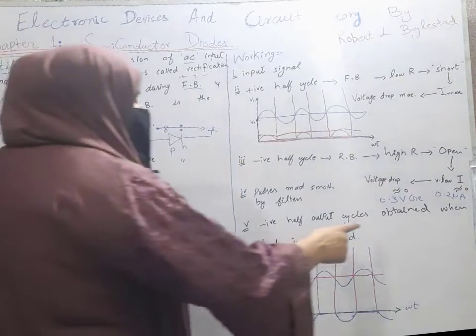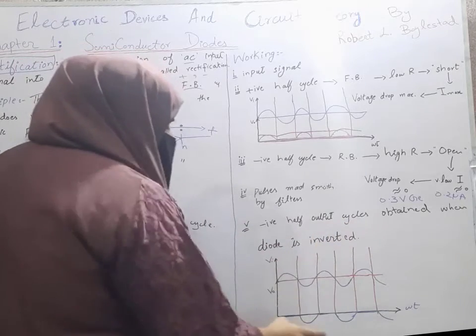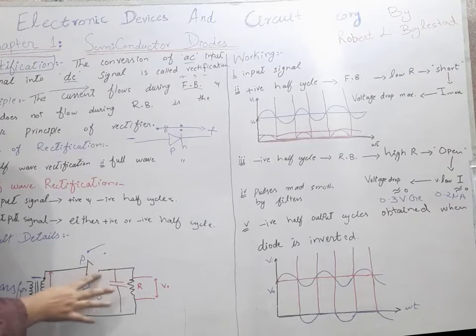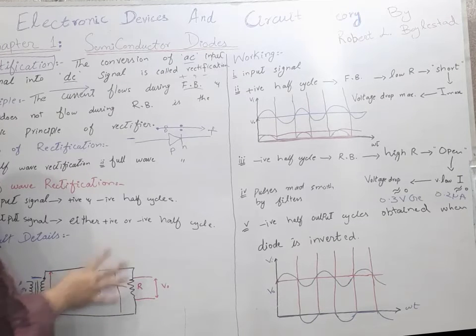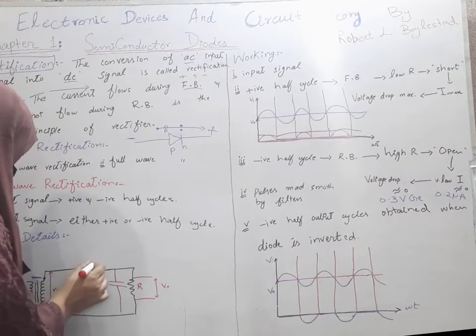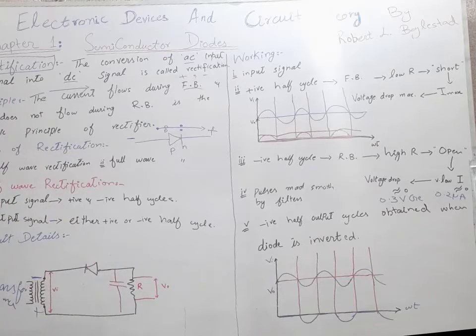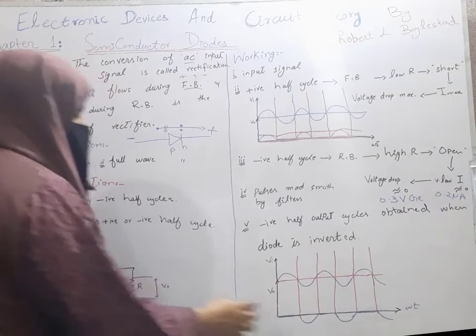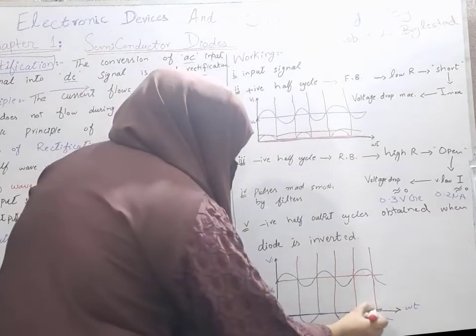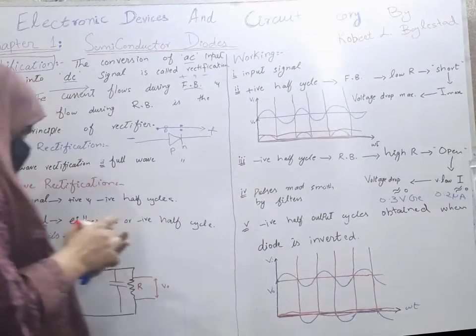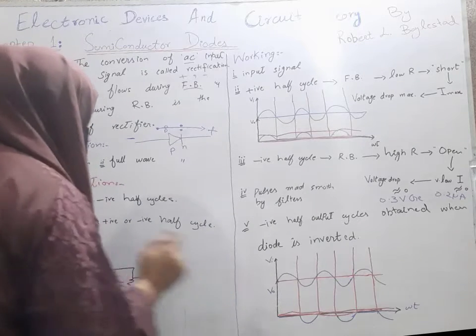When we invert the direction of the diode, then we will get negative pulses. We have to connect our diode like this. Then in this situation we will get the negative pulses and a straight voltage line for the other half cycle. I will discuss it in detail.